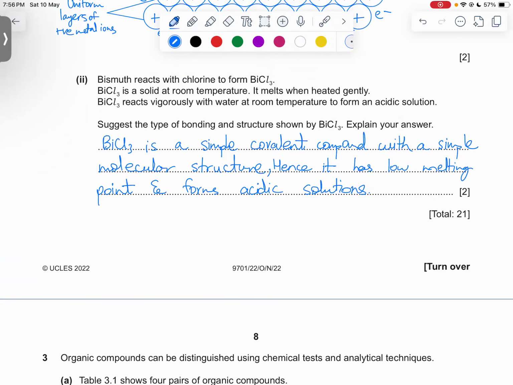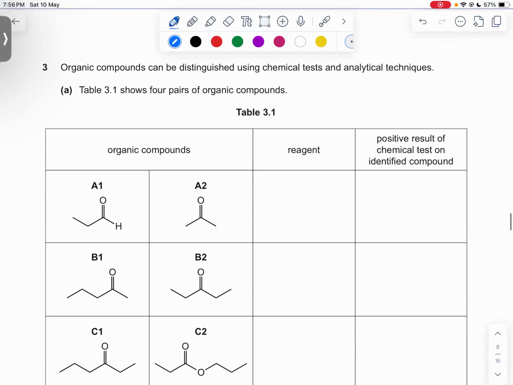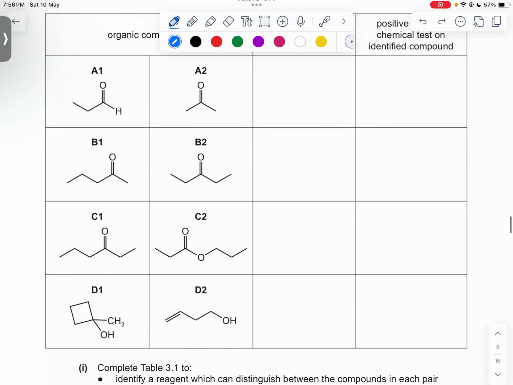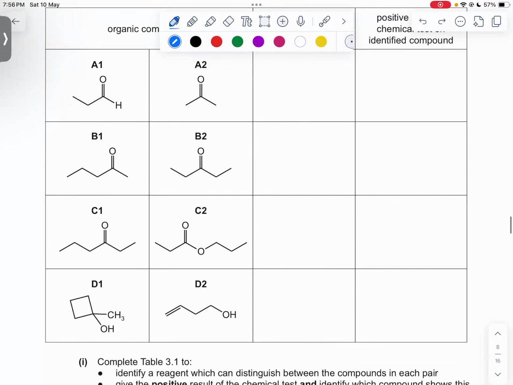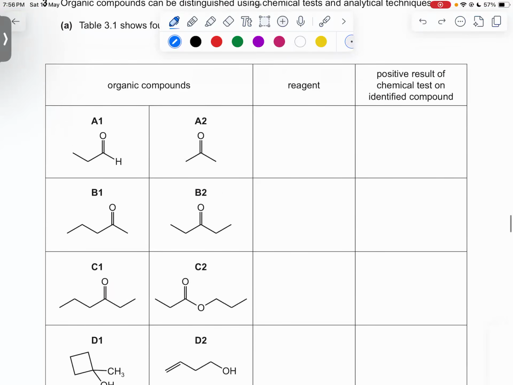Okay. Next question, then. Pretty huge question. It was of 21 marks. Now, on to the next question. Organic compounds can be distinguished using chemical tests and analytical techniques. Table 3.1 shows pairs of organic compounds. All right, this is a question similar to what we had seen in a previous installment of this paper as well. So let's look at the questions then.